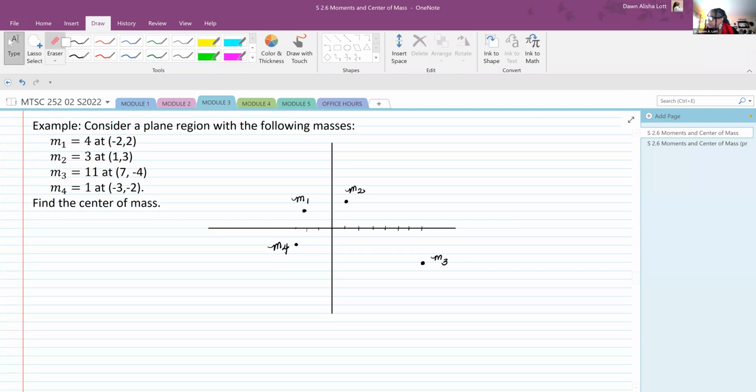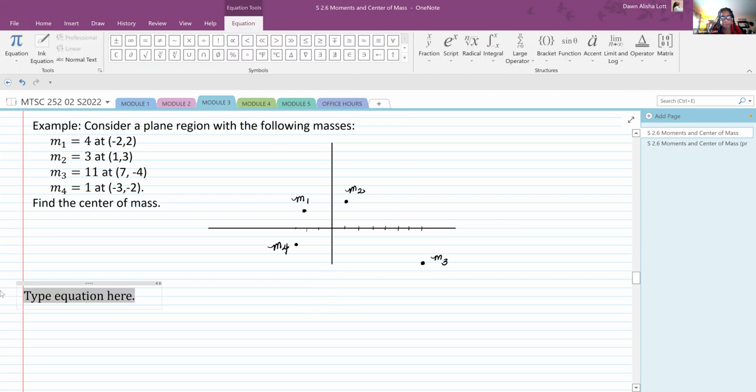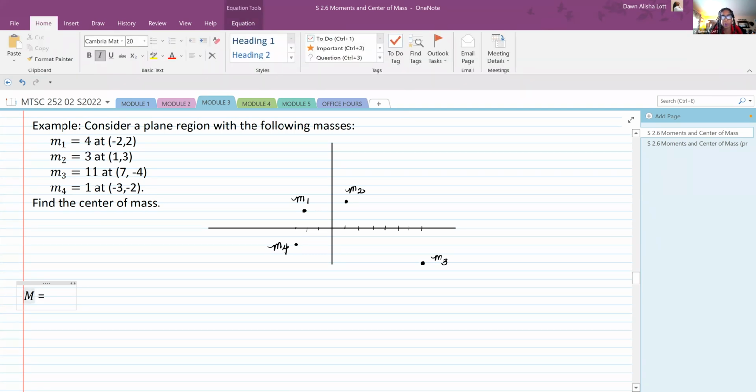So in order to find the center of mass, I need to first find the mass. All right, so the mass M. What does that equal? That's 4 plus 3 plus 11 plus 1. 19. Okay, so we have a total mass of 19 kilograms.